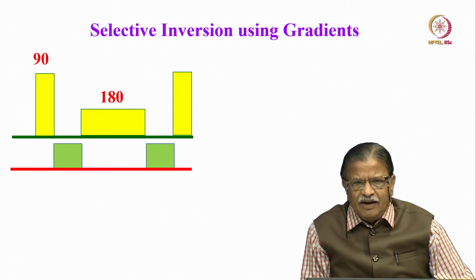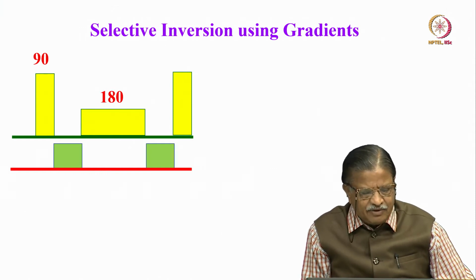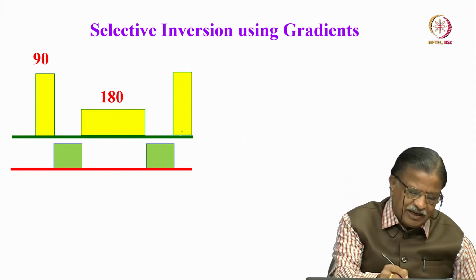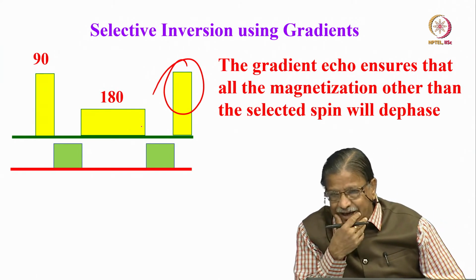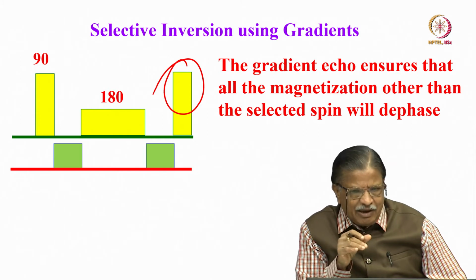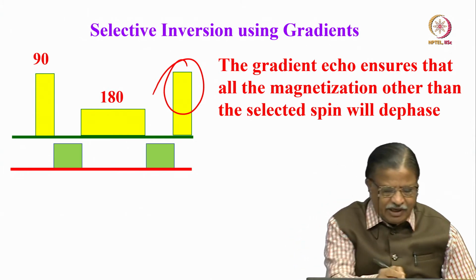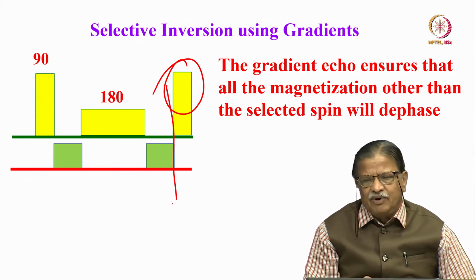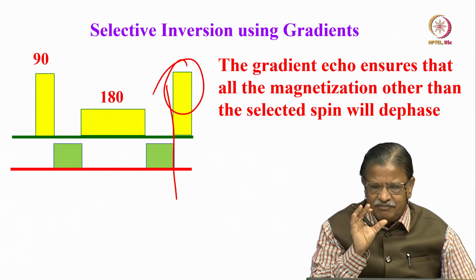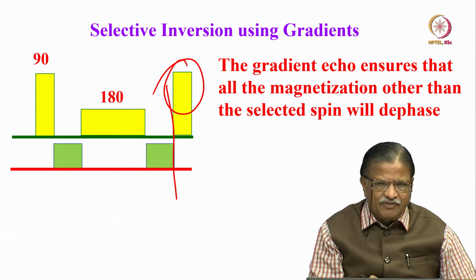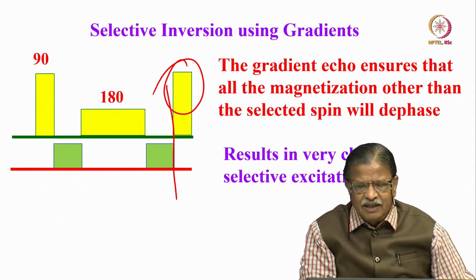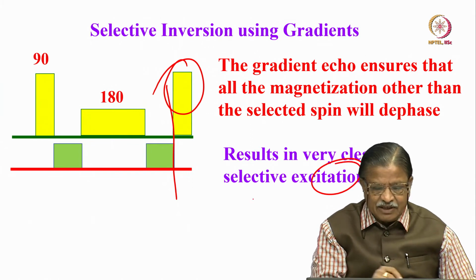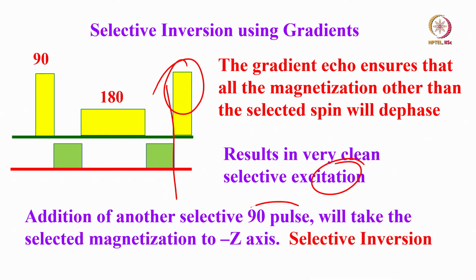Okay, and of course, this is another thing which I wanted to say. After this gradient, you apply another pulse. What is it going to do? The gradient echo ensures that all magnetization other than the selected one, up till now we know, selects only the selected magnetization, the selected spin, and all other things get completely nullified. After that, if you apply another pulse, what is going to happen? This results in very clean selective excitation also, plus the additional 90-degree pulse will take the magnetization to the minus z axis.